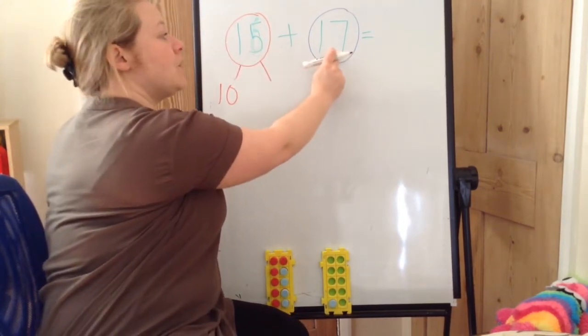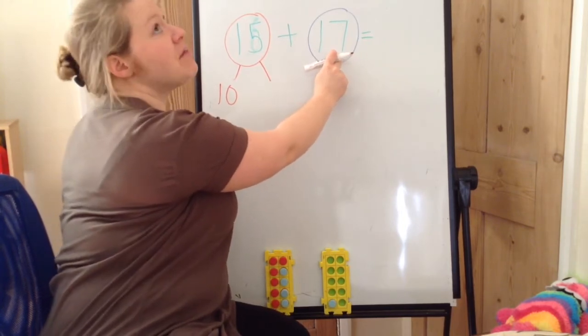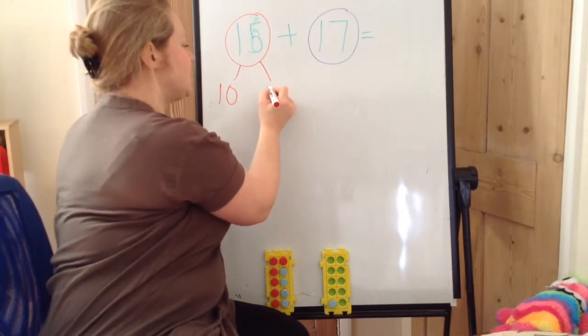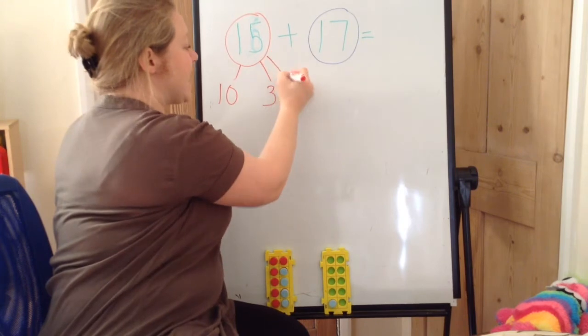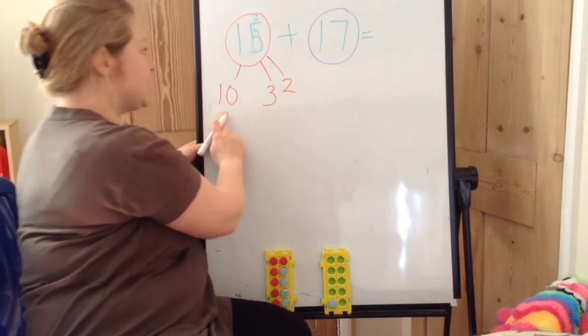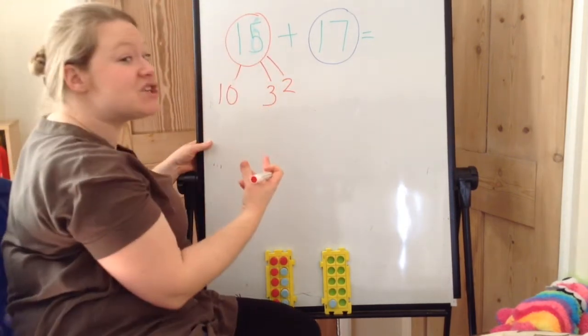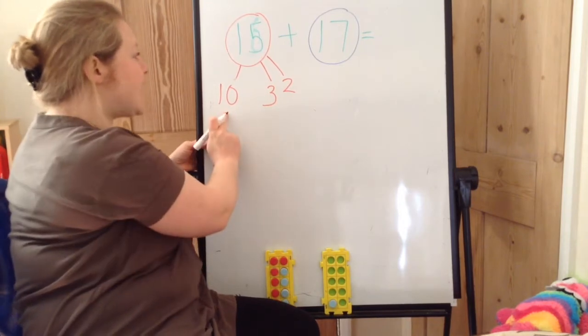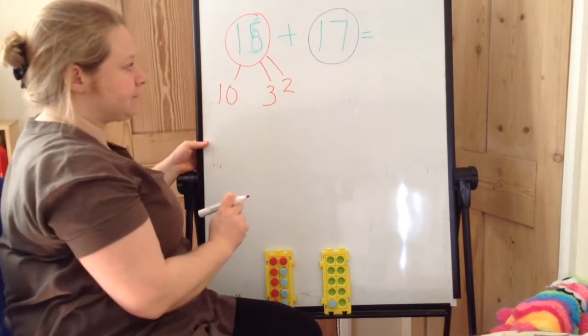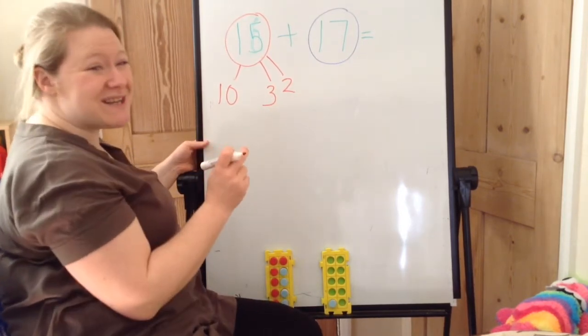Okay, so I know that 7 add 3 is equal to 10. So I'm going to split my 5 into 3 and whatever's left over, which is 2. So our 15 has been partitioned, broken up into 10 and 3 and 2. This is going to make this much easier to add now.